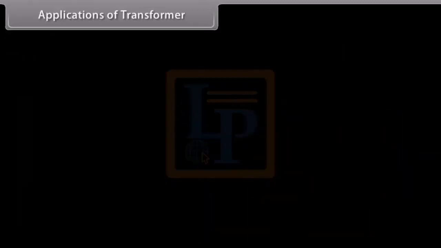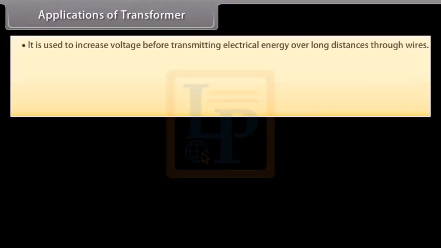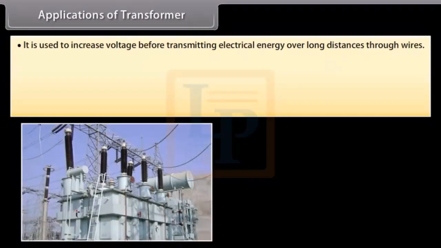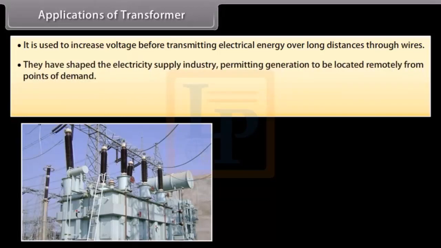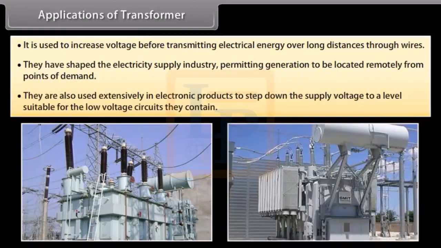Application of transformer. It is used to increase voltage before transmitting electrical energy over long distances through wires. They have shaped the electricity supply industry, permitting generation to be located remotely from points of demand. They are also used extensively in electronic products to step down the supply voltage to a level suitable for the low voltage circuits they contain.